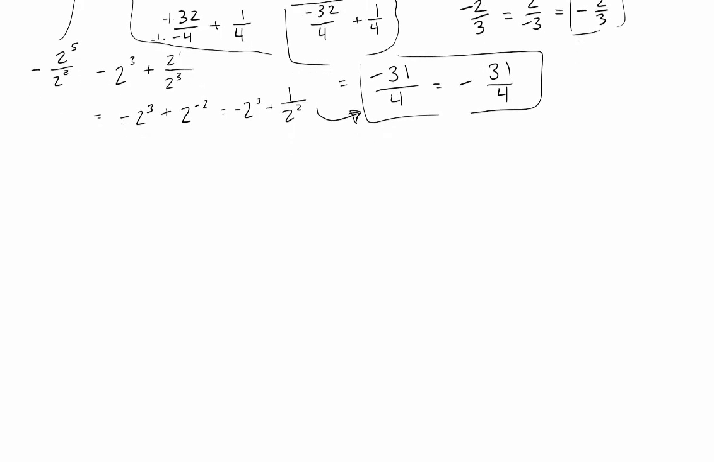Number 3. Number 3 says we have in parentheses 2 cubed, and then that's to the negative 2 power, and then in parentheses again we have 2 squared, and I'm going to multiply that by 1 cubed, and then I'm raising that to the 2 power, squared.